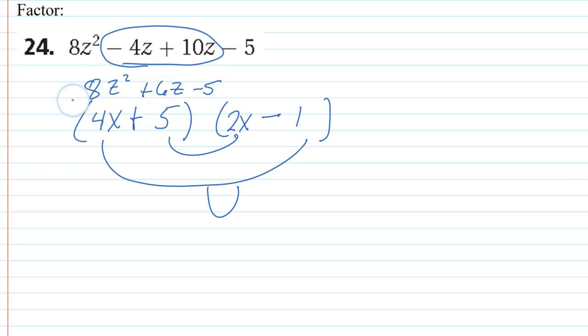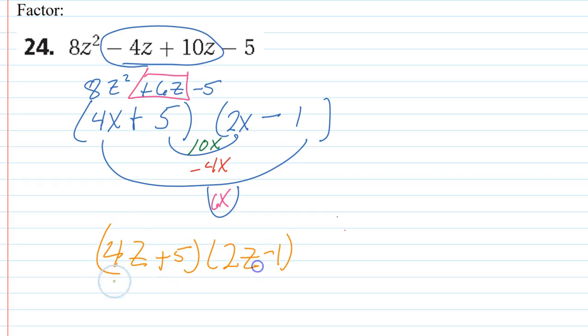The factors of 8 are 1 and 8, 2 and 4. So I put the 2 so it multiplies times the 5, and the 4 so it multiplies times the 1. Now we're going to go ahead and check that. 5 times 2x is 10x. 4x times -1 is -4x. And if we did it right, our tongue will come out to the same answer as the middle term. 10x take away 4x is 6x. Yes, my middle term is 6x, or in this case, z. So my factors are 4z plus 5 and 2z minus 1.